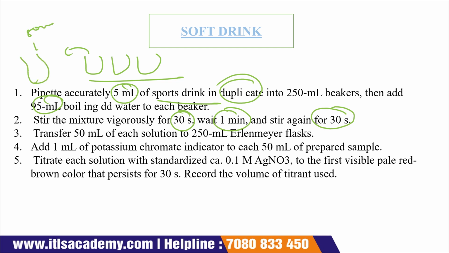Now in the Erlenmeyer flask, you have to add 1 ml of potassium chromate as an indicator, and you have to take 50 ml of prepared sample. Now you have to titrate it against standardized 0.1 molar AgNO3, and the endpoint will be what? It will be a pale red brown color, and it should persist for 30 seconds, and then you have to record the volume of titrant used.